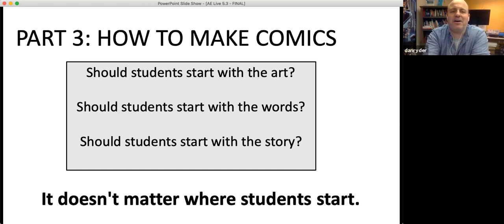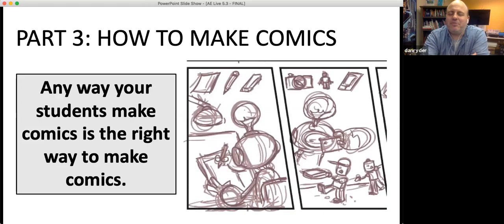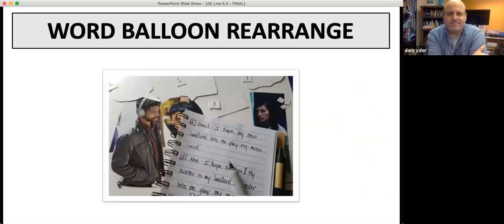And if we go on to our next slide, it just reinforces that idea that any way your students make comics is the right way to make comics. And I've got a strategy for you that I think several of you are going to find very doable, and it's going to help relieve you of some of those worries about not being able to create art. That's the strategy that I call the word balloon rearrange.